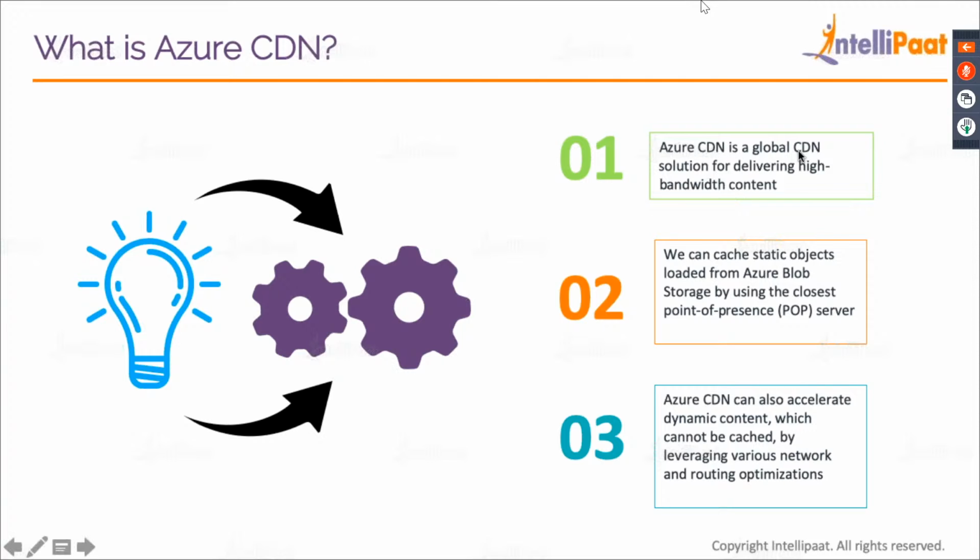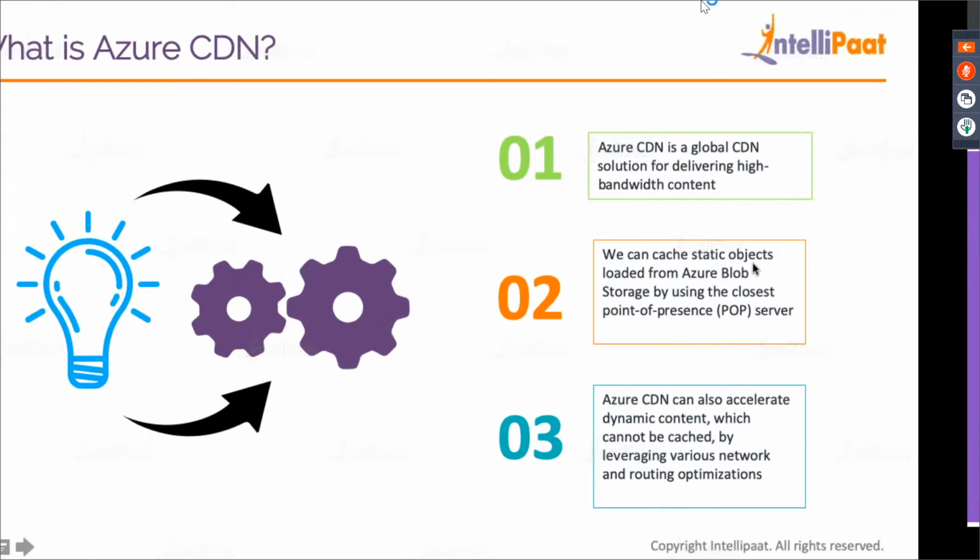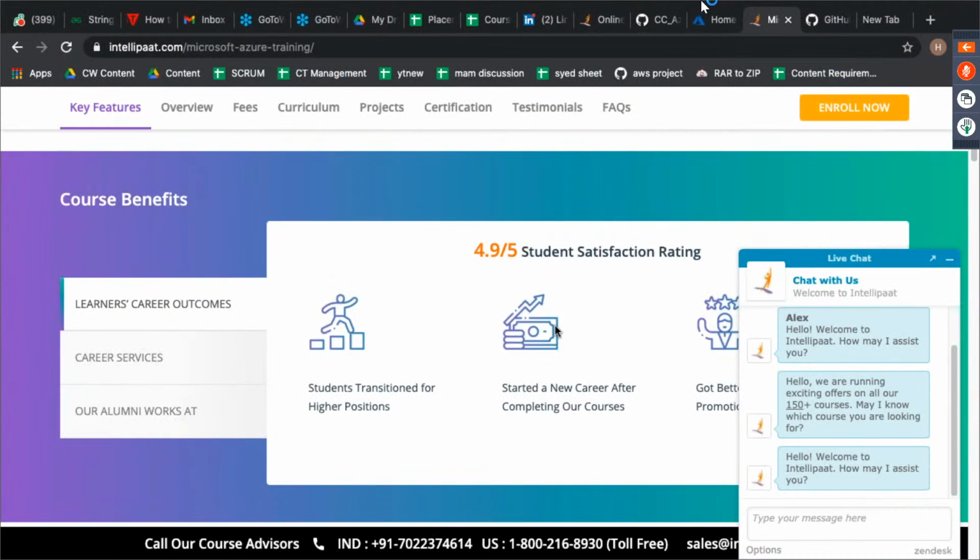Azure CDN is a global CDN solution for delivering high bandwidth content. The reason being that whatever content we are trying to deliver will be delivered in the lowest response time. Second thing is it can cache static objects. As I told you, all the static objects like icons and videos can be cached to the nearest servers, because these are essentially all the files which take up a lot of the content of the website. The code is always going to be in 1 or 2 or 3 KBs.